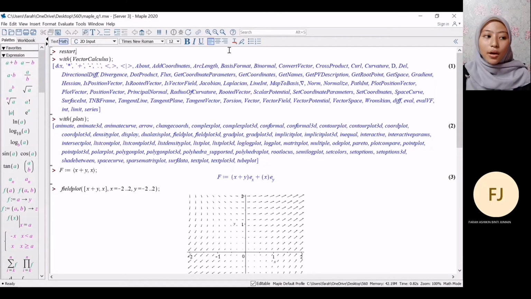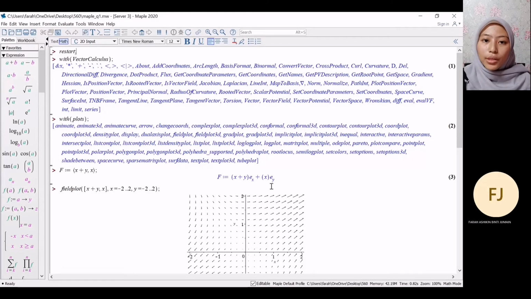I will be presenting on the Maple command and output for question 1. First, we need to restart the command in Maple. Then we use with vector calculus since we are going to use dot products. We also use with plots because we are going to plot the field using field plot and implicit plot. Then here is our force field where F(x,y) equals (x plus y) ex plus x ey, where ex and ey refer to vector i and vector j.